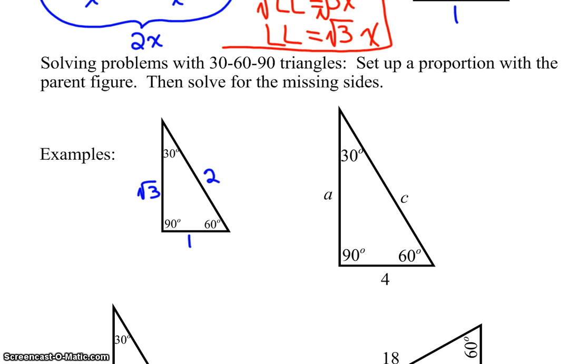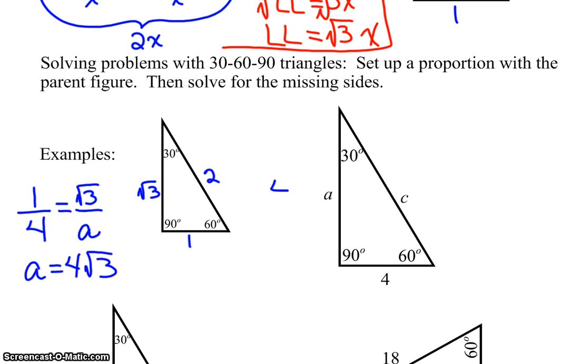And I can see from my parent that the 1 on the parent triangle matches with the 4 on my new triangle, and the square root of 3 on my parent triangle matches with the A on my new triangle. So solving this with cross products, I get A equals 4 times the square root of 3. So I know the length of my long leg is 4 times the square root of 3.